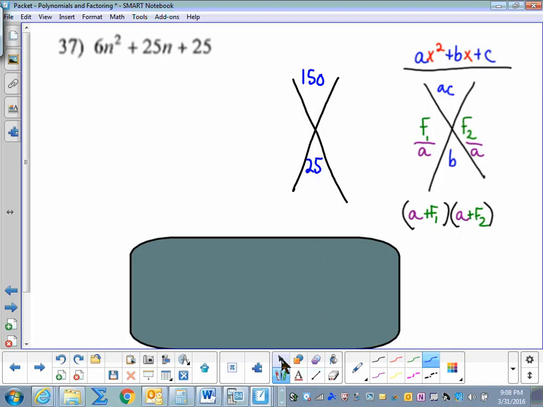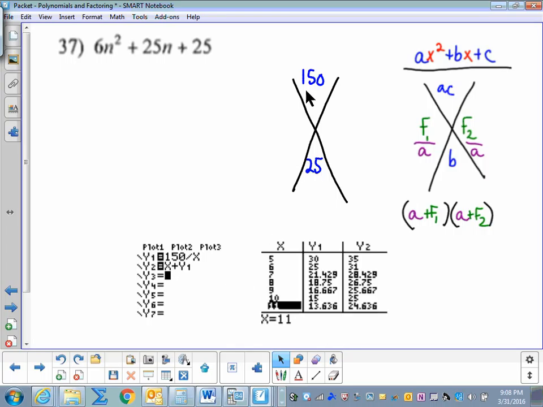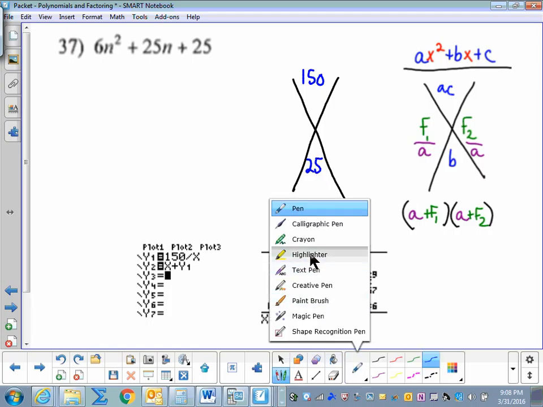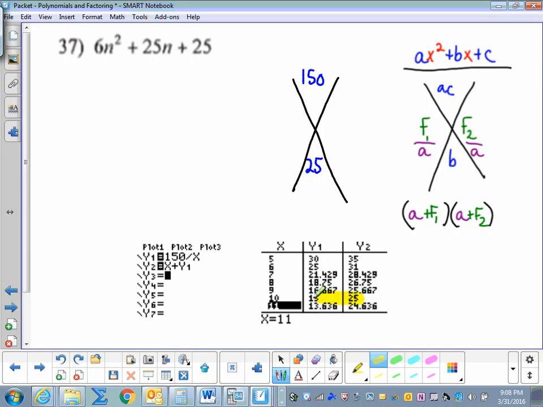Well, you may be able to figure that in your head, but let's pretend you can't. So we'll go into our calculator, we'll put 150 divided by x, and I already have it set up. So now I'm looking in the y2 column for 25, and I see here, so 10 and 15 are my factors.